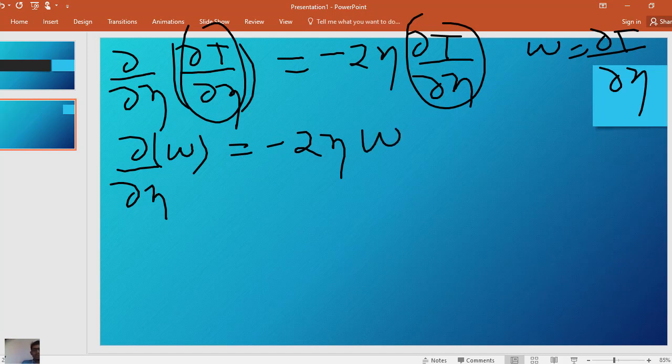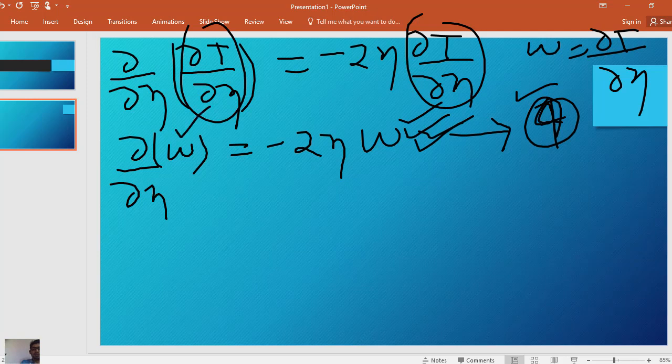So this is the differential equation which can be solved by the method of separation of variables. This can now be solved easily as compared to equation number 1. Suppose this is equation number 4. Equation 4 can be solved easily by the method of separable variables. So let's separate the variables: w will come to one side of the equation and the similarity variable will come to the other side.